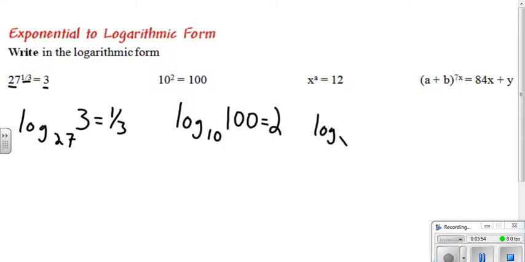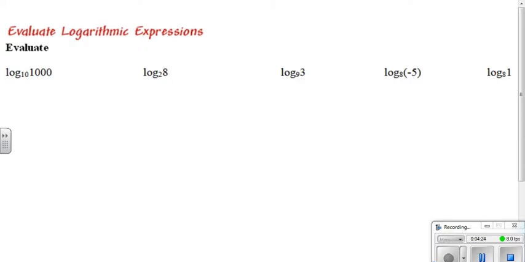Log base x gives an answer of 12 when it's to the power of a. Ooh, this one might get a little hairy over here. Log base a plus b gives an answer of 84x plus y when it's to the power of 7x. So those ones are all written and spoken.